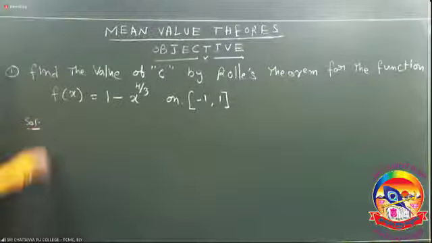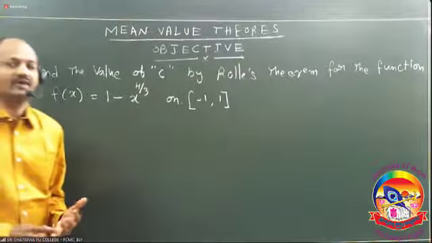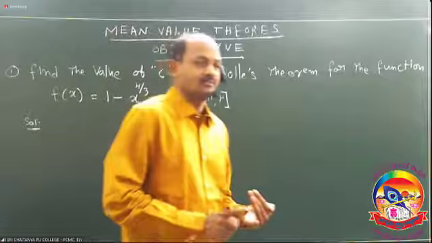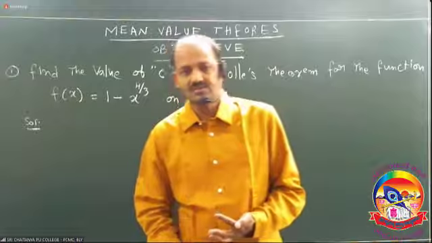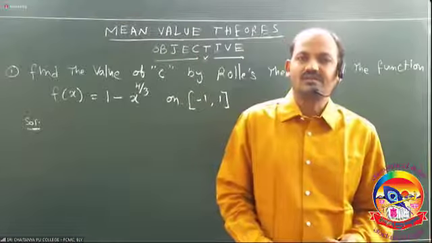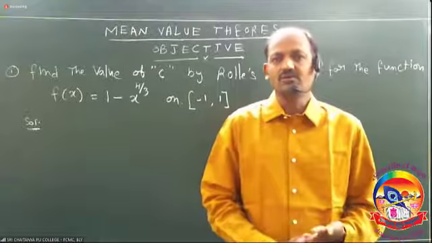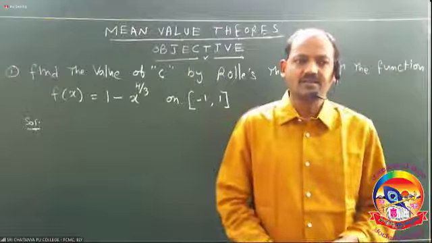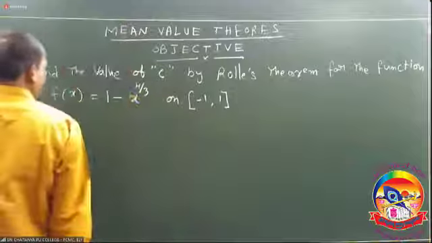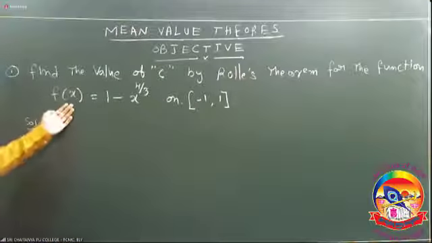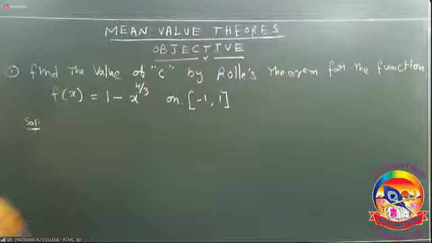In PUC, to find the value c, first we have to verify whether Rolle's theorem is applicable or not. How to verify? First condition, it is continuous. Second one is differentiable. Third one is f of a equal to f of b. If three conditions are satisfied, then we go to find c value, that is by using f dash of c is equal to 0. Okay? Here, directly find the value of c by Rolle's theorem for the function f of x equal to 1 minus x power 4 by 3 on the interval minus 1 comma 1.